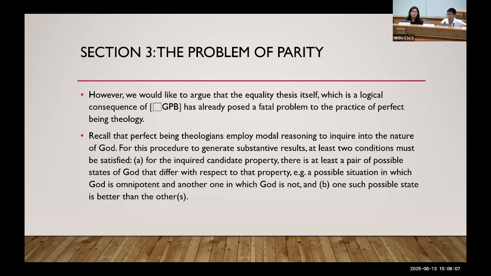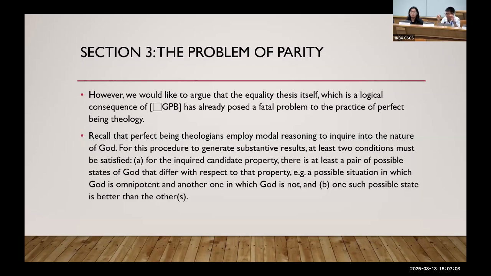So why is this the case? Recall that perfect being theologians employ modal or counterfactual reasonings to discover the nature of God. But for this kind of procedure to generate substantive results, at least two conditions must be met. The first one is, for the inquired candidate property, say F, there is at least a pair of possible states of God that differ with respect to F. So if we are asking whether God is omnipotent or not, then we must find two possible scenarios, in one of which God is omnipotent, and in the other, God is not omnipotent. So we can compare these two to see which one is better.